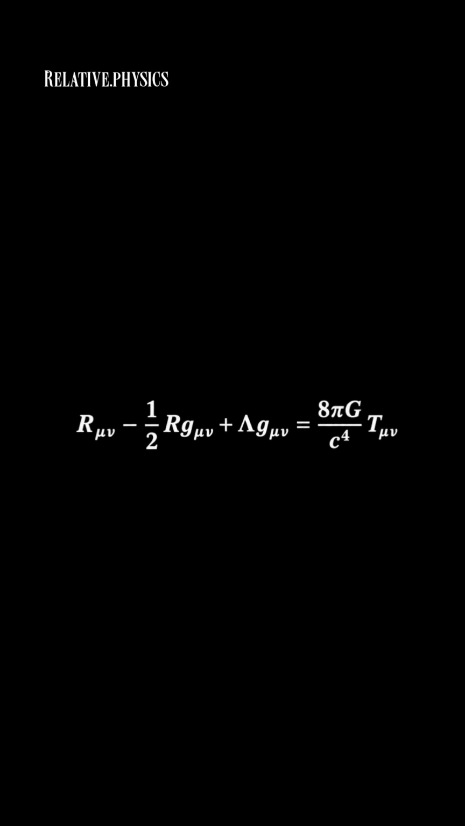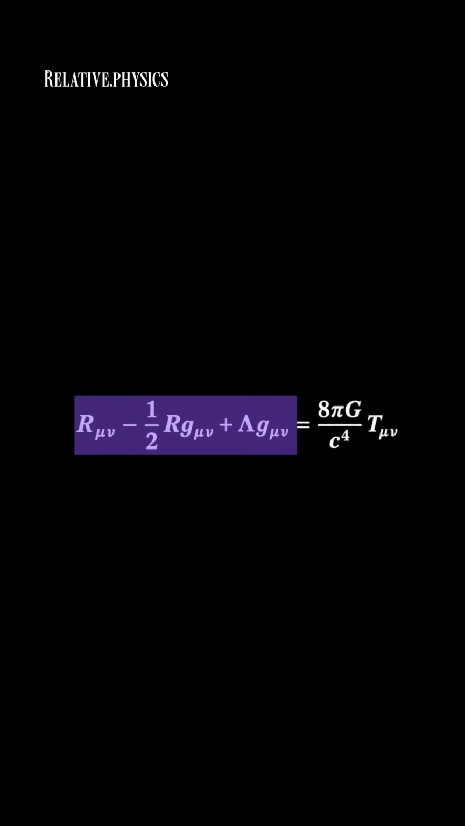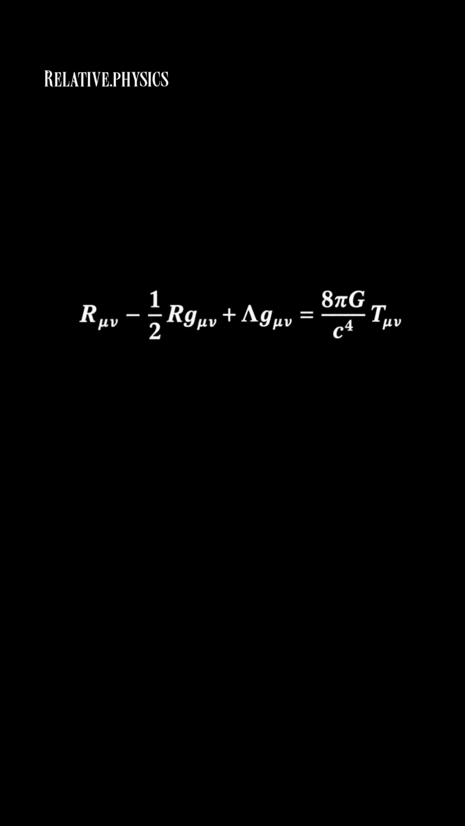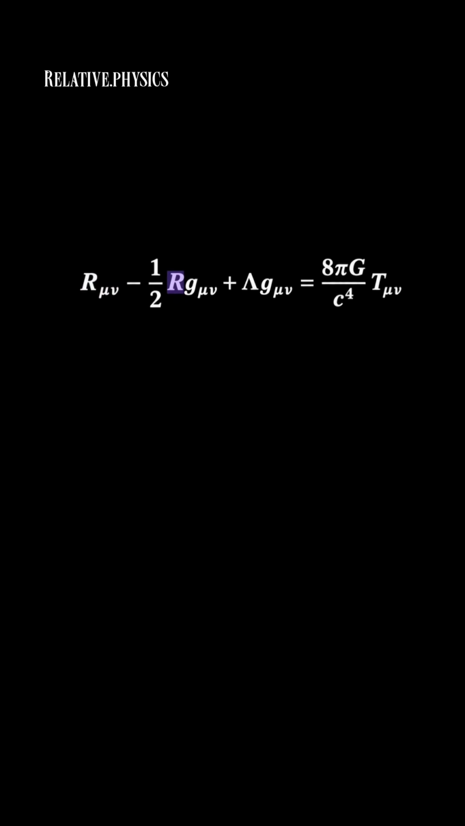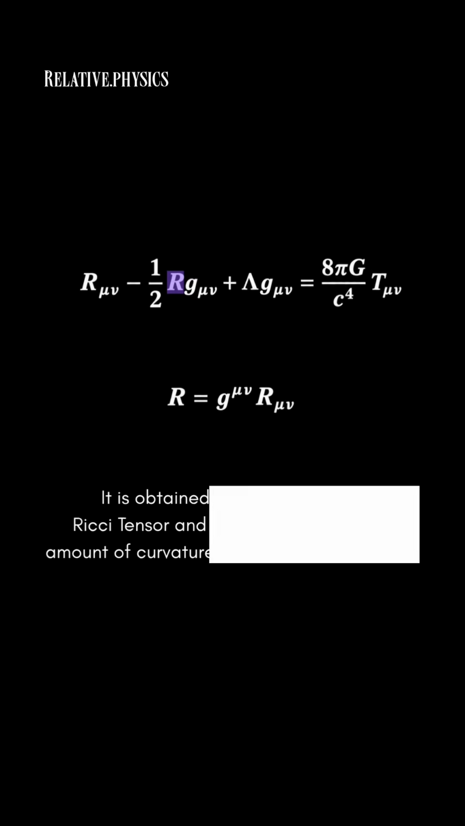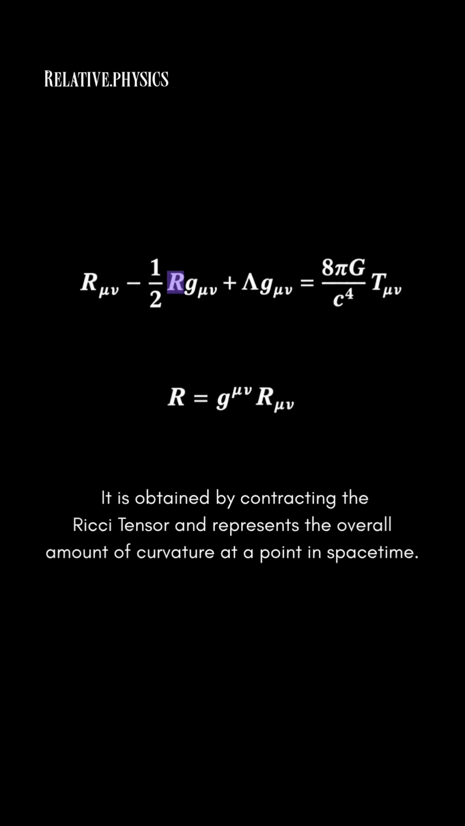Let's understand it piece by piece. The left-hand side of the equation represents the geometry of spacetime. The first term is the Ricci tensor. It measures how spacetime is curved by the presence of matter and energy. The second term contains the Ricci scalar. It is obtained by contracting the Ricci tensor and represents the overall amount of curvature at a point in spacetime.